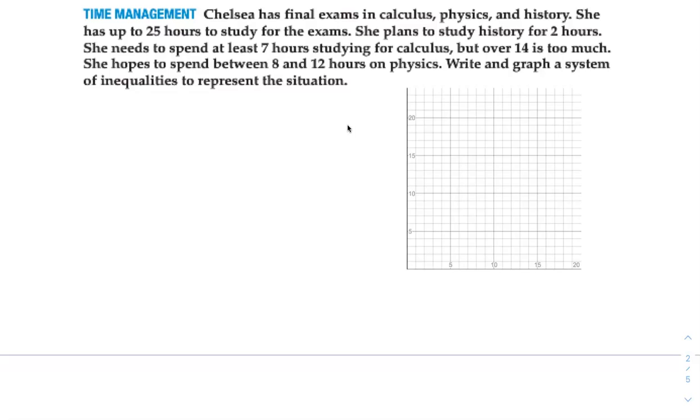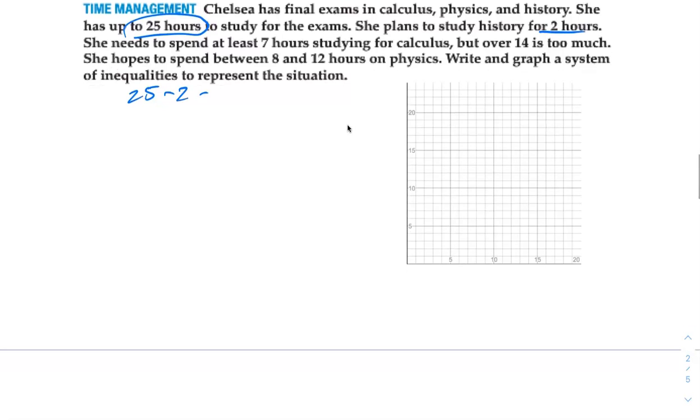So it's a little messed up here. 25 hours of study, but really, 2 of them are history. So you actually only have 23 hours to study. It's not 25. She wants to spend at least 7 hours on calculus, but over 14 is too much. So let's make calculus x. She wants to spend between 7 and 14. That's what it's saying.